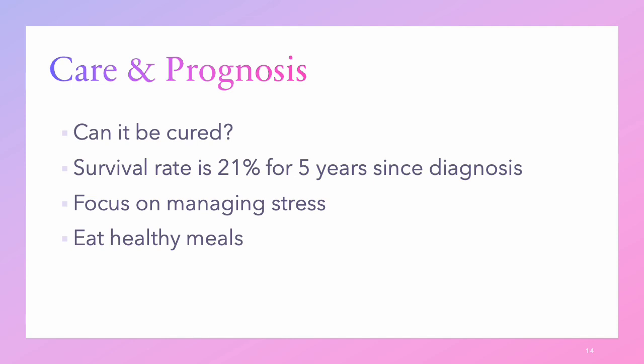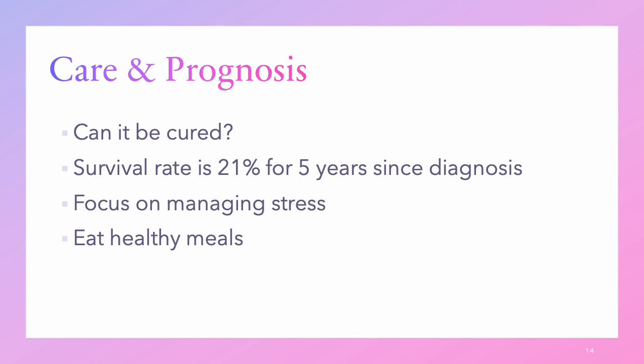So, can it be cured? Yes, it can. The earlier that this tumor is caught, the better the treatment and outcomes for the patient. However, if it's caught late, there may be limited options for what treatments can be used. Surgery and liver transplant are the best options to cure hepatocellular carcinoma. The survival rate is 21% for 5 years since the diagnosis. But it also depends on different factors, such as how advanced the tumor is or how you are responding to treatment.